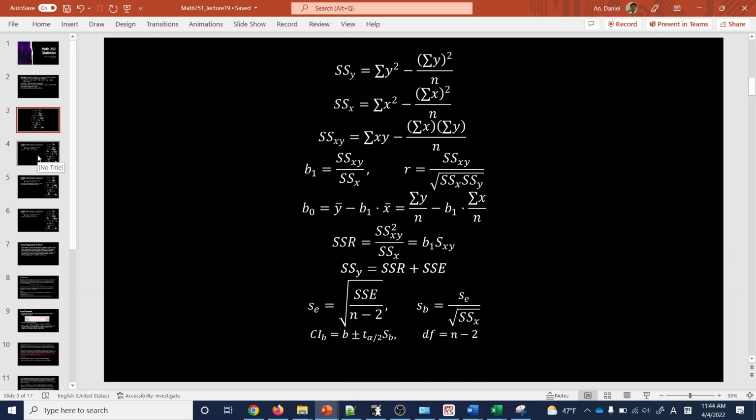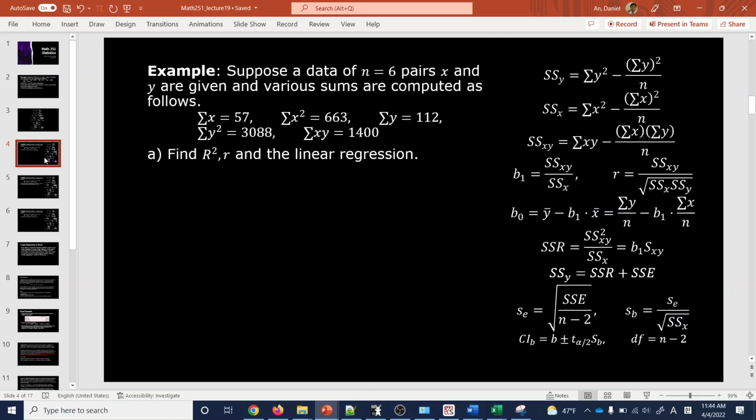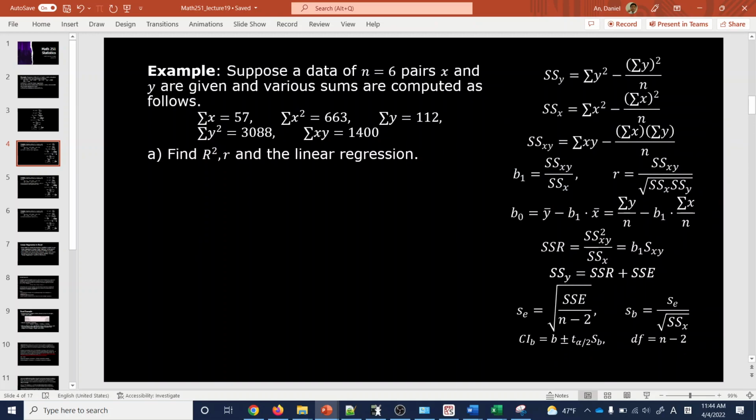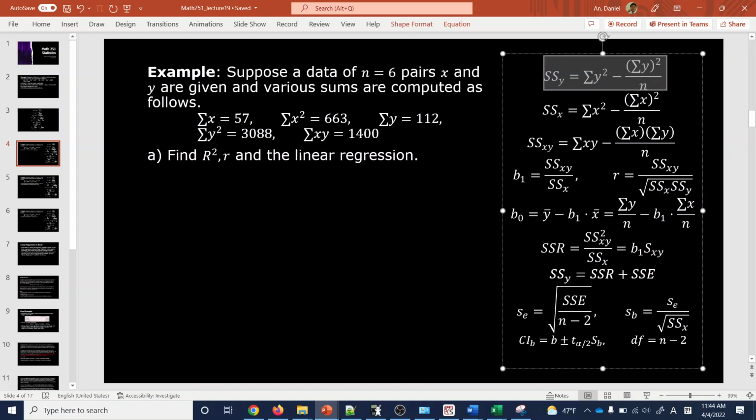But all we have to do now is to figure out which formulas to use. So let's do one by one. First of all, find r squared, r, and the linear regression. That's a really big problem because here's the formula for SSxy, but this one already requires SSx and SSy, which in turn are related with this.